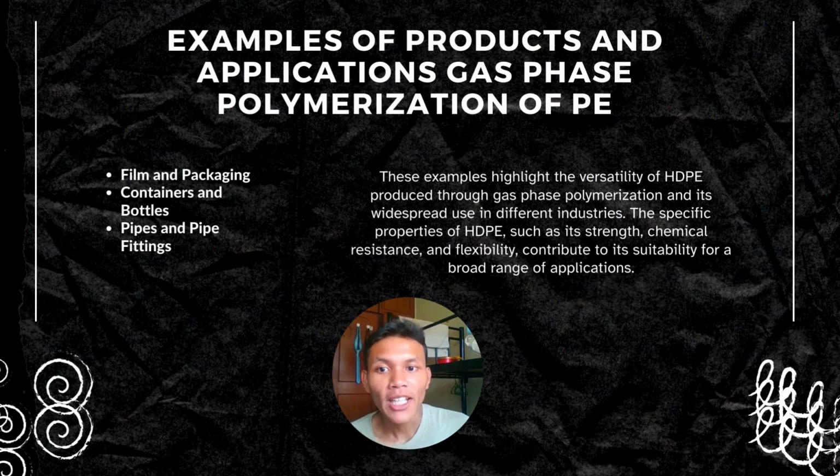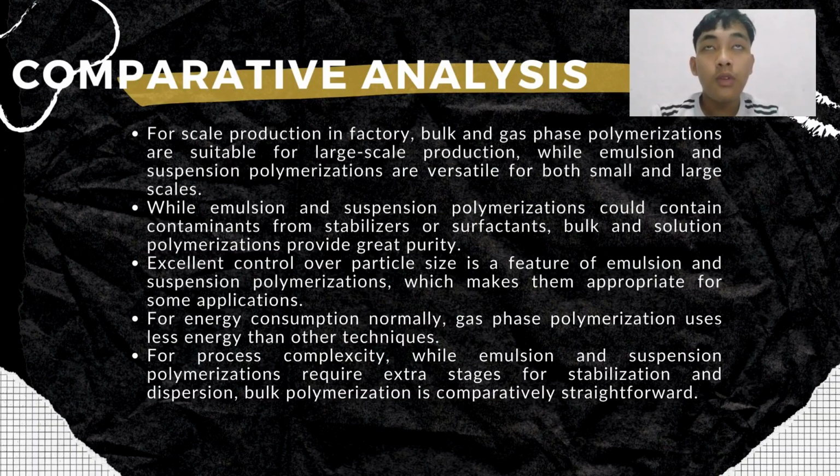This example highlights the versatility of HDPE produced through gas phase polymerization and its widespread use in different industries. The specific properties of HDPE, such as its strength, chemical resistance, and flexibility, contribute to its suitability for a broad range of applications. I want to explain to you about comparative analysis based on five methods of polymerization.